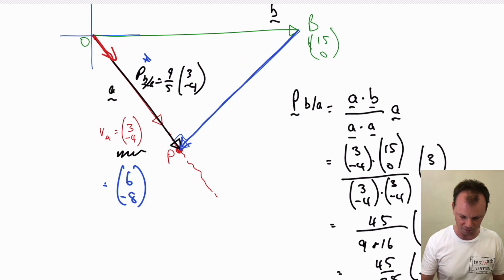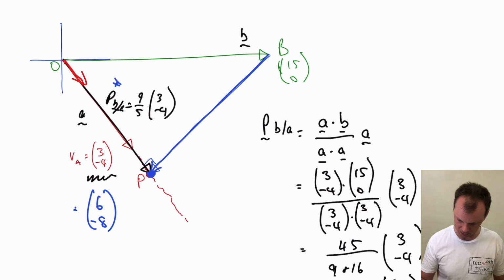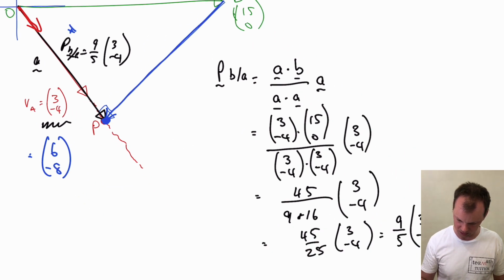So we found that black vector, the position vector OP where they meet. So they're meeting at this point here. Okay, so that's their meeting spot.